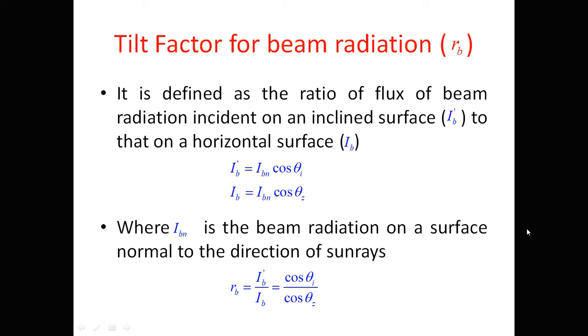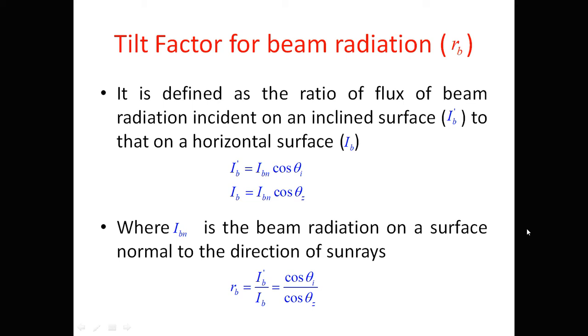This is the tilt factor for beam radiation, R_B. It is defined as the ratio of flux of beam radiation incident on an inclined surface, I_B bar, to that on a horizontal surface, I_B. So this is the ratio of the flux of beam radiation incident on an inclined surface to that of the horizontal surface.